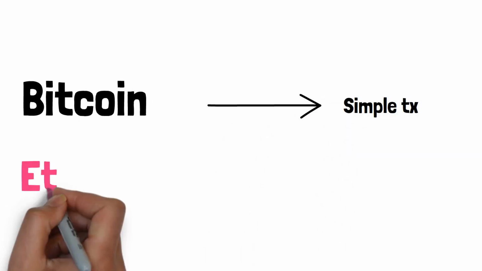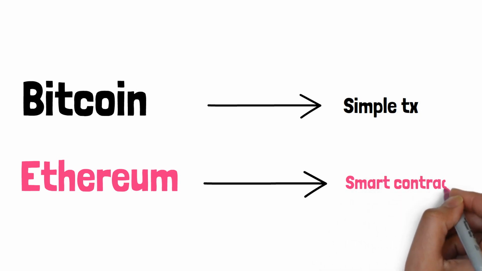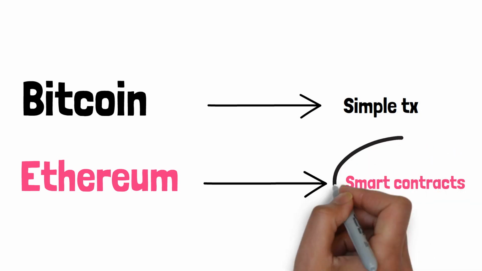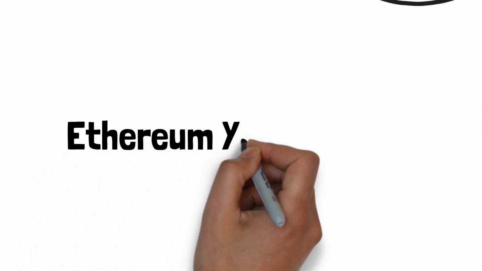While Bitcoin is only able to process simple transactions, Ethereum can go much further thanks to so-called smart contracts. Smart contracts are small programs that run on blockchain, and this is what makes Ethereum so special. To learn Ethereum, you can read the yellow paper of Ethereum.